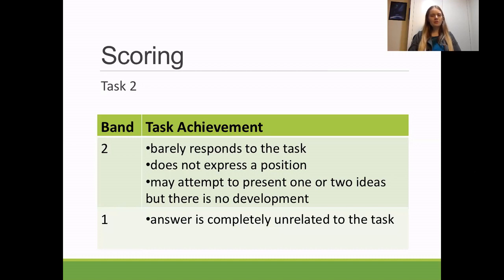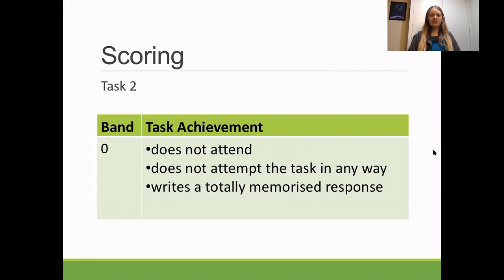A score of 2 would be that you barely responded to the task, you don't express a position, or you might try to present one or two ideas, but there's no development at all. And then number 1, the answer is completely unrelated to the task. So you would have to answer no part of the question to get a score of 1. And a score of 0 means that you didn't attend, or you didn't try to write an answer in any way, or you only use some memorized sentences or phrases in your answer.